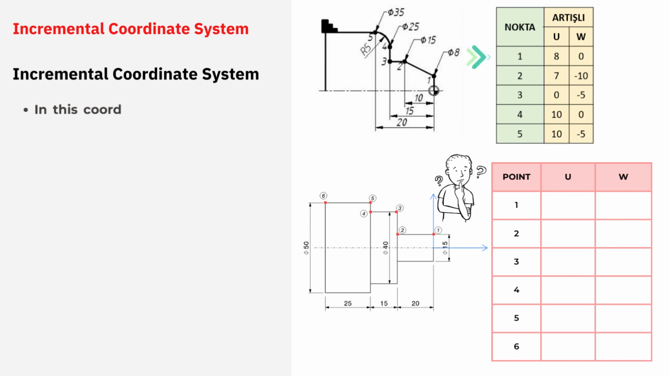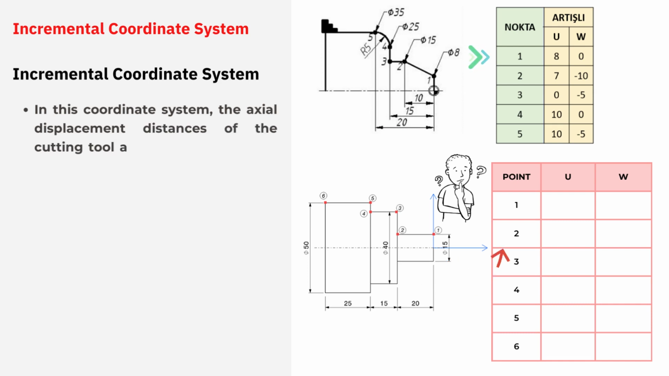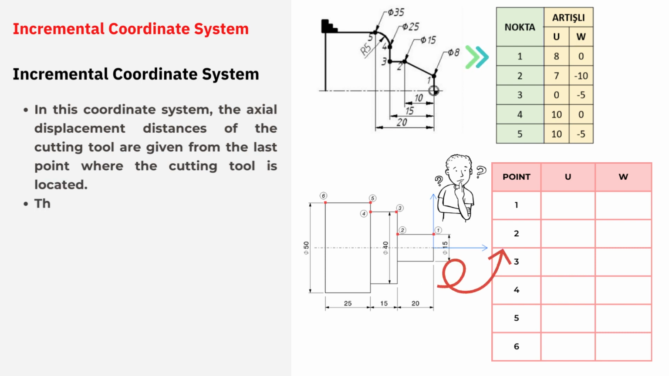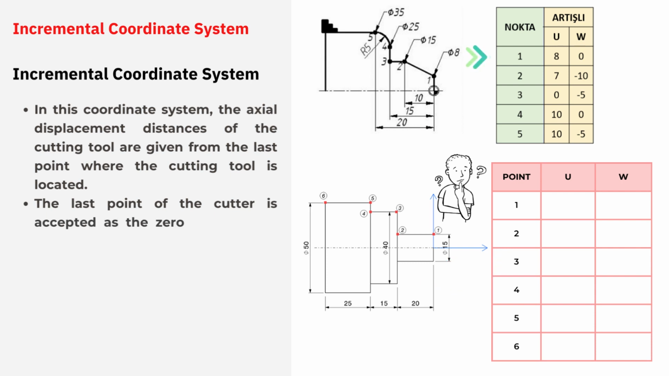Incremental coordinate system. In incremental systems, every measurement refers to a previously dimensioned position, point to point. Incremental dimensions are the distances between two adjacent points. The last point of the cutter is accepted as the 0 point of the workpiece. In the incremental coordinate system, the coordinate position on the X-axis is programmed with the letter U, and the coordinate position on the Z-axis is programmed with the letter W. The U value is the movement of the cutting tool on the diameter.